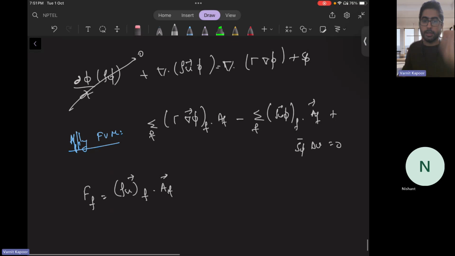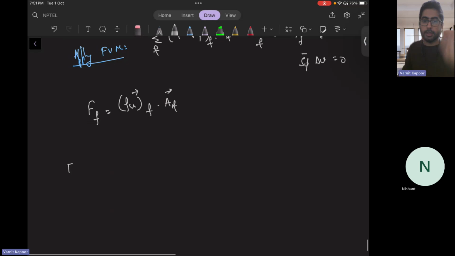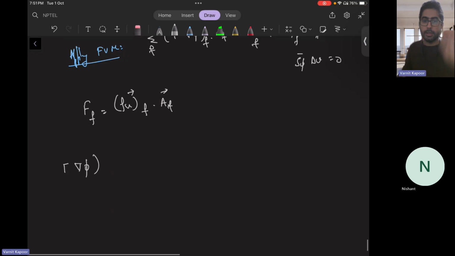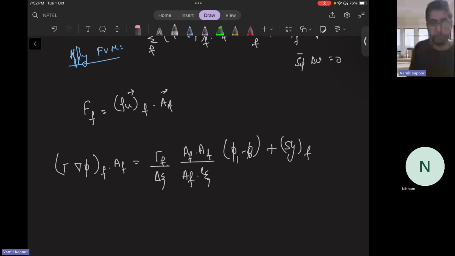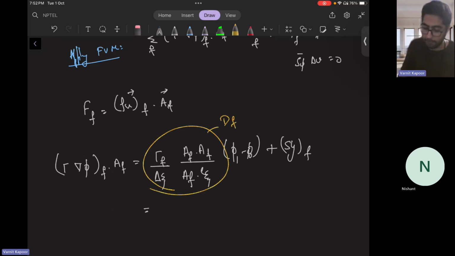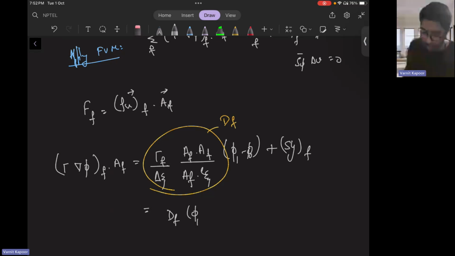So how can you write first the diffusion term? The diffusion term is gamma grad phi_f dot A_f, for which the realization we have already done in earlier lectures. Secondary gradient, primary gradients, all those things come. Okay, E_zeta times (phi_1 minus phi_0) as primary gradient, and secondary gradient terms come along with this. So if you assume that this term is E_f, you can write it as E_f (phi_1 minus phi_0) plus secondary gradient at that face.